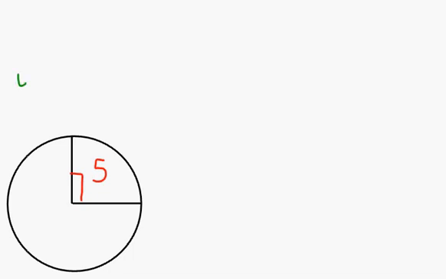If you don't know what the fraction is, you can always find the fraction the sector is of a circle by dividing the angle of the sector by 360 degrees. In our example, 90 degrees divided by 360 degrees is 0.25, or 1/4.